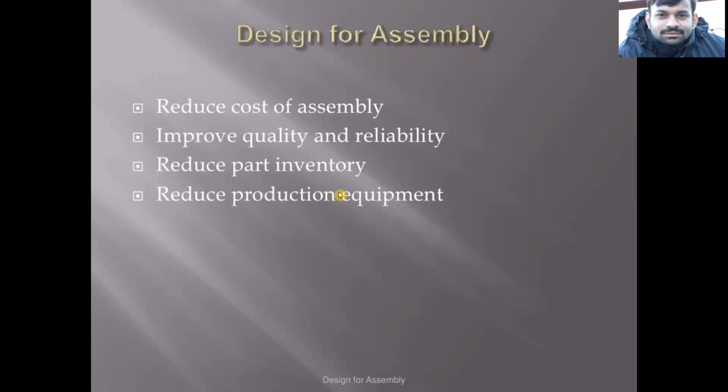Now, design for assembly: what are the objectives? It reduces the cost of assembly. It improves the quality and reliability of the assembly. Third is to reduce the part inventory, that is, to reduce the amount of inventory that is required. And the fourth one is to reduce the production equipment. So these are the main objectives of design for assembly.